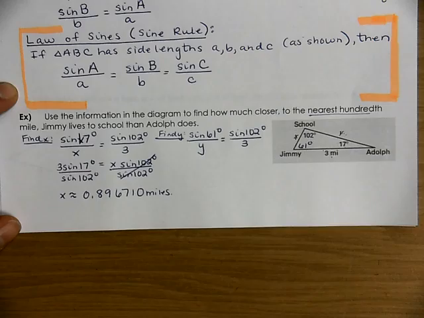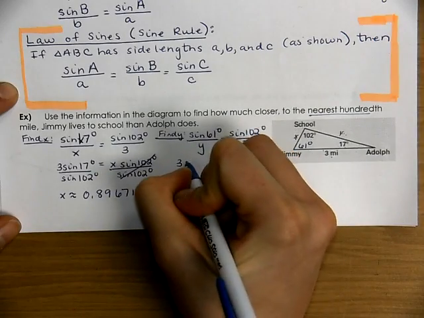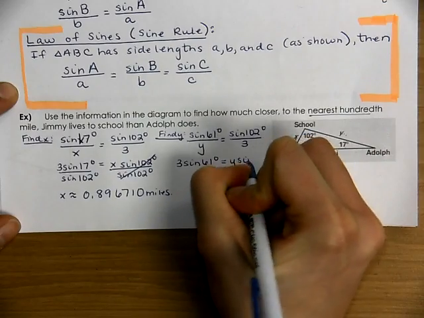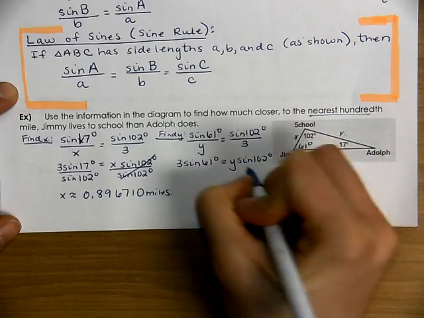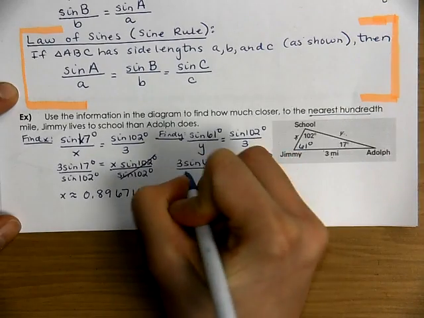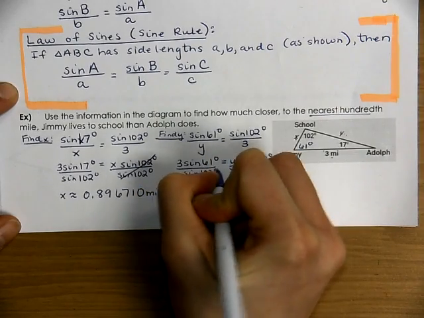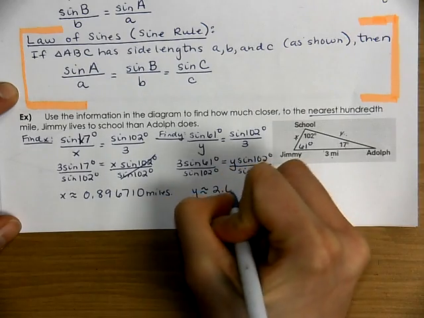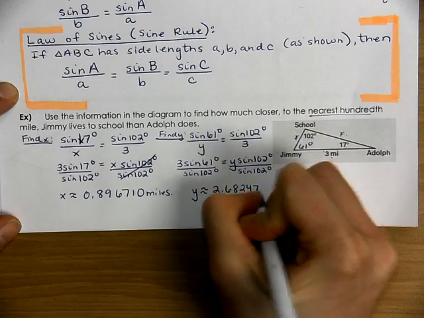Again, when I multiply both sides by 3y, I will get that 3 sine of 61 degrees is equal to y sine of 102 degrees. And when I divide both sides by sine of 102, I get that y is approximately 2.682477 miles.